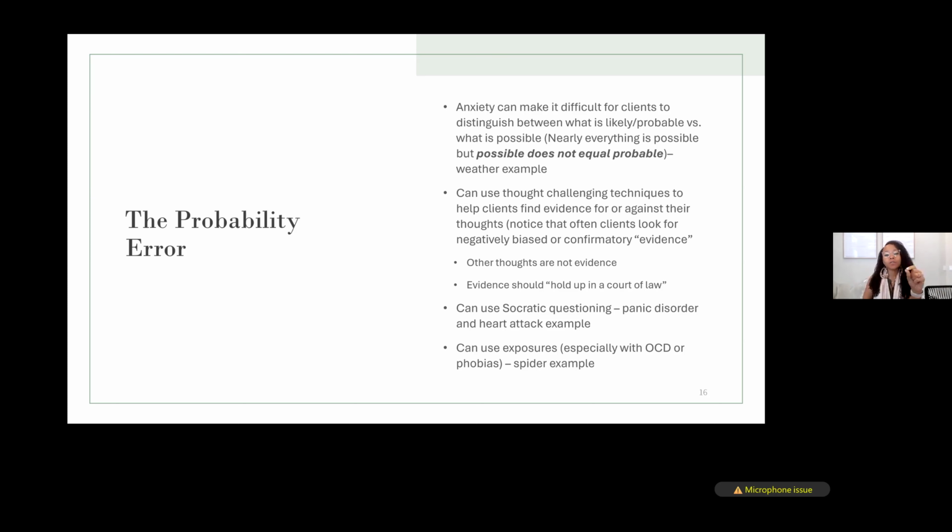And you can also use exposures here to combat the probability error. It's important to start with a cognitive place before you move to exposures, because you're also preparing clients to develop their own resources before moving into anxiety-provoking situations, which exposures are. But one of the functions that exposures serve is to counteract the probability error.